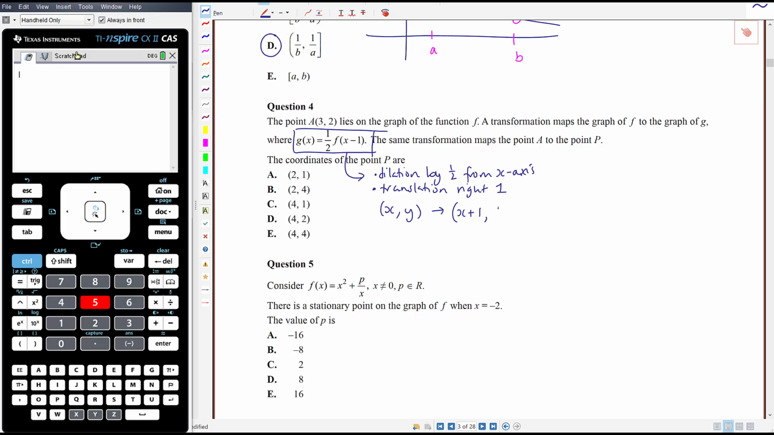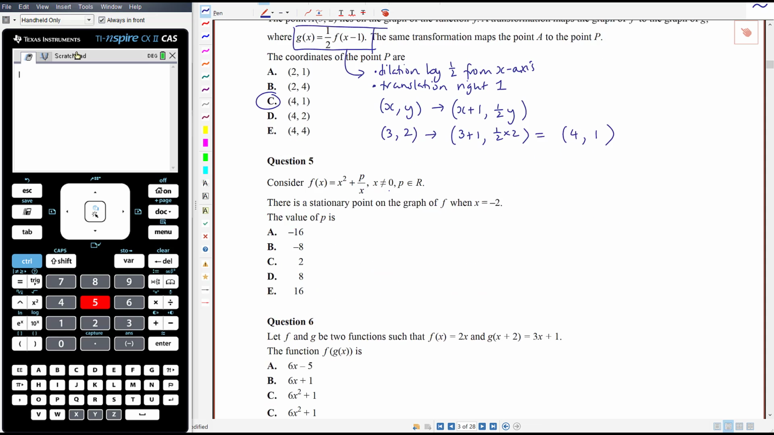Some students get confused about the fact that it's subtracting 1 in the rule, but what's happening to every point on the graph is that if you're moving it to the right by 1, you add 1 to its x coordinate. And so therefore, if we have the point A, which is (3, 2), and we apply these transformations to it, we get 3 plus 1, half times 2, and so that is (4, 1). So the coordinates of P are (4, 1). So option C.